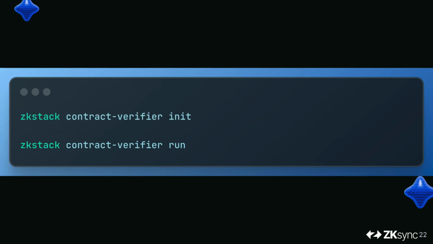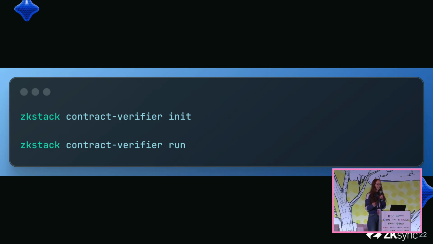Another piece we need is a contract verifier. This is another server running basically. So you open up a new terminal and just run these commands, and then you have your contract verifier set up for your block explorer.